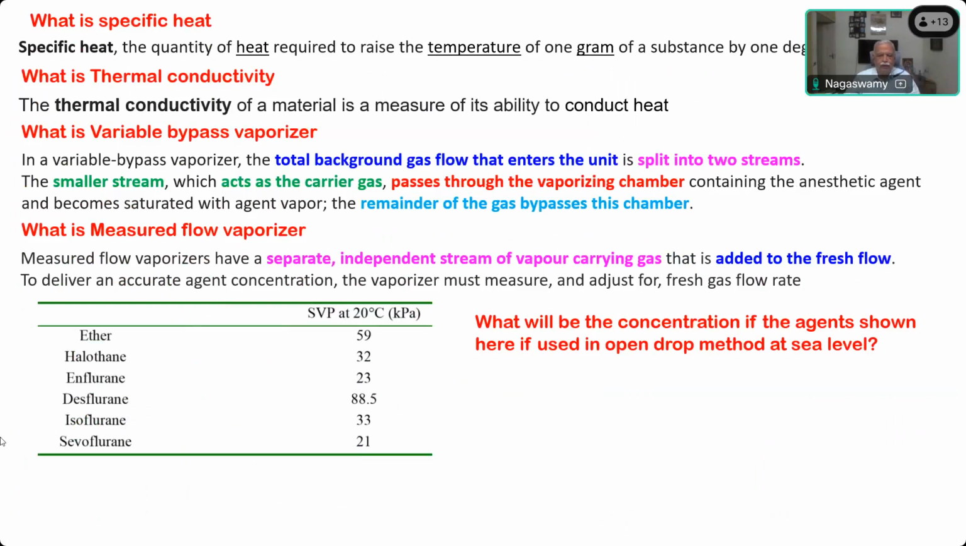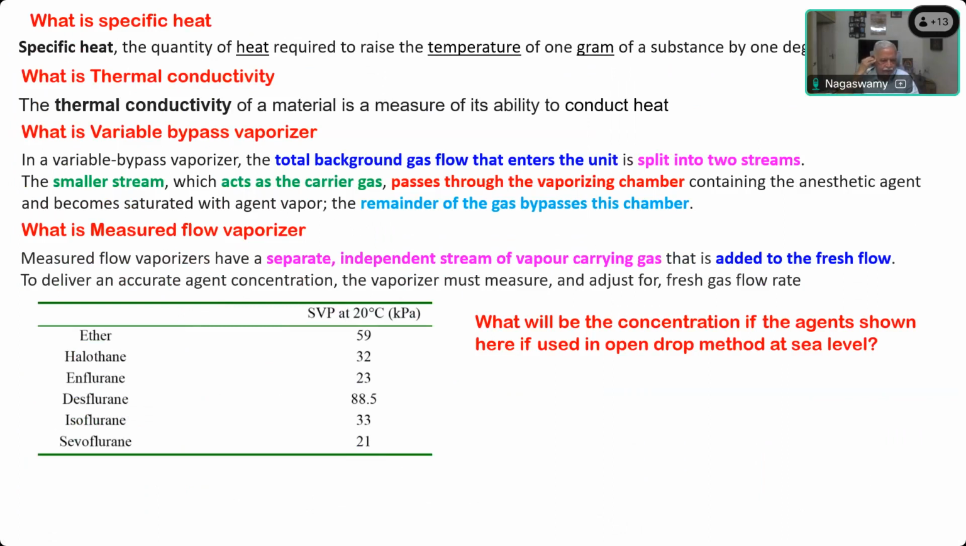For example, I told you sevoflurane is 21% because the saturated vapor pressure is 21 bars, out of which ambient pressure is 100 bar at sea level. So it becomes 21%. Similarly, I told you desflurane has a high vapor pressure, 88.5. So if you use it as open drop, it will deliver 88.5. Ether 59. So whatever is the saturated vapor pressure of a particular agent, that will be the value of the concentration also if it is used in open drop method.